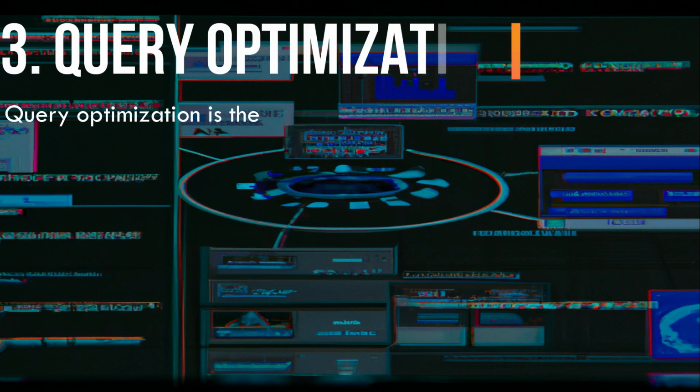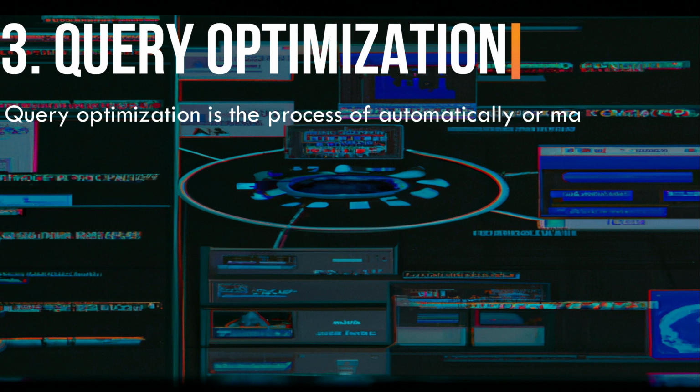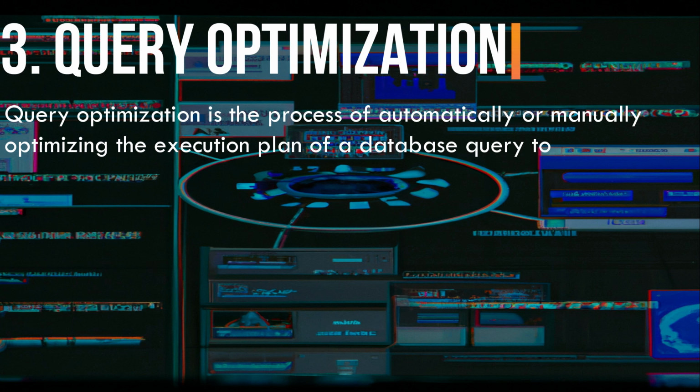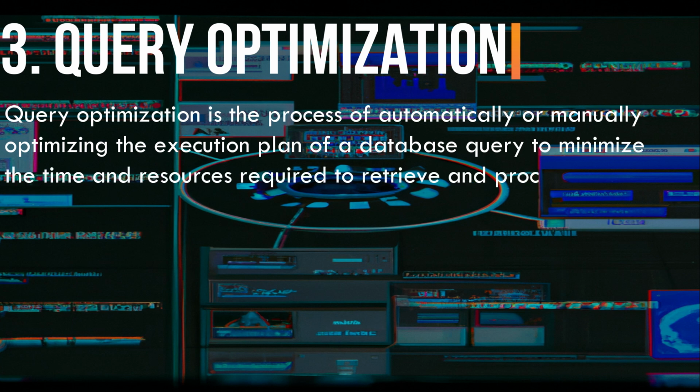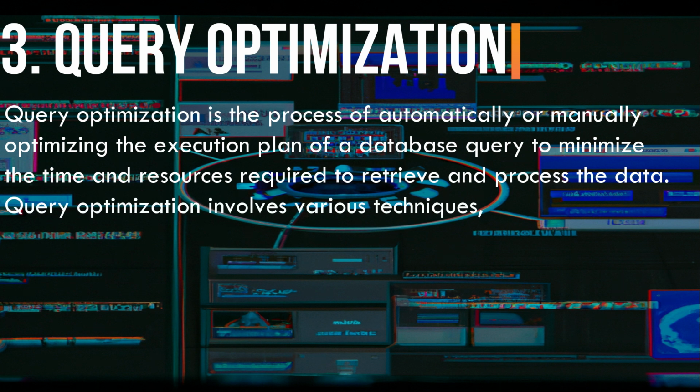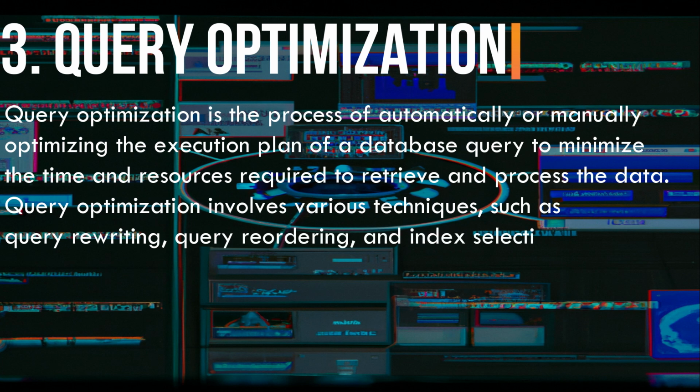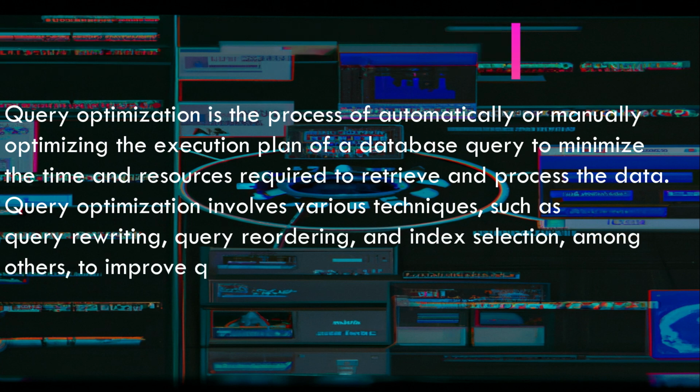Query optimization is the process of automatically or manually optimizing the execution plan of a database query to minimize the time and resources required to retrieve and process the data. Query optimization involves various techniques, such as query rewriting, query reordering, and index selection, among others, to improve query performance.